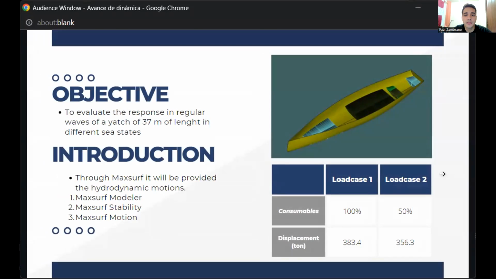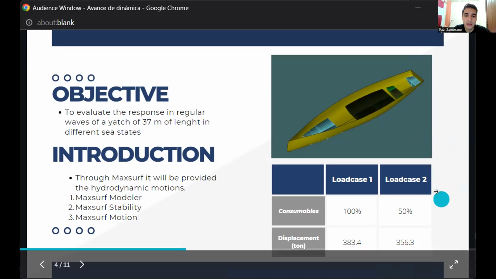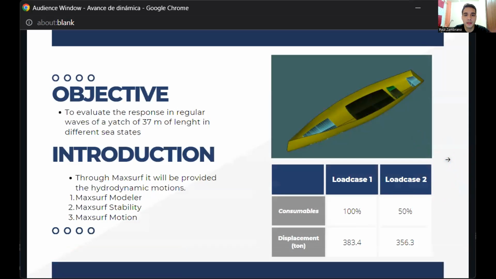For this advance, we need to analyze the response of our ship for regular waves for the sea states 3 and 4. For that, we're going to start using the MaxSurf Modeler to input the frame of reference. And then we have to establish the compartments and the general arrangement for the tanks in order to get the center of gravity and the draft at the forward perpendicular and after perpendicular. Those values we're going to need to input in MaxSurf Motion.